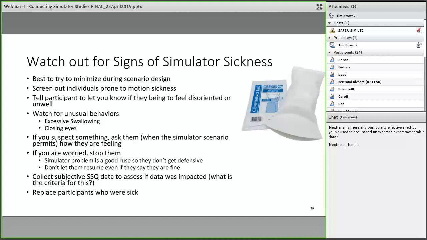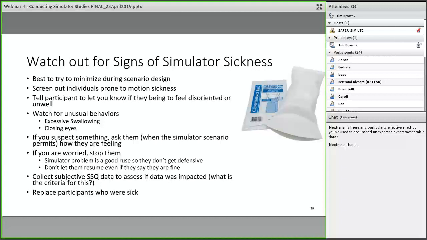Tell participants to let you know if they begin to feel disoriented or unwell. If you provide a general description up front, which is if at any point during the drive you're not feeling well, you want to stop, let us know, and then just watch for what happens.